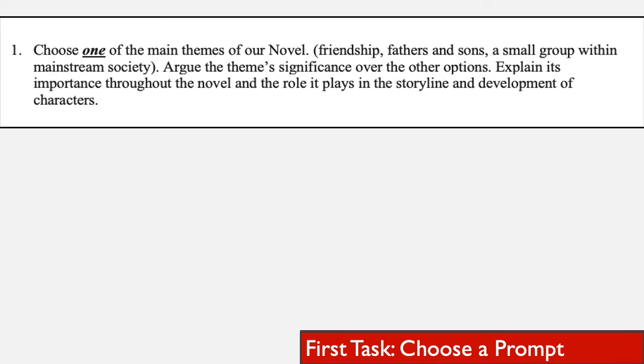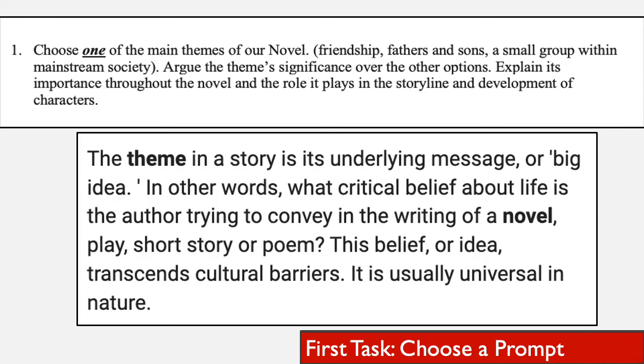And also, to understand the question properly, we really need to understand the word theme. The theme in a story is an underlying message or big idea. In other words, what critical belief about life is the author trying to convey in writing this novel? This belief or idea transcends cultural barriers, and it's usually universal in nature in general. So friendship, the idea of friendship, how that is formulated within the novel and how that relates to life in general. Father and son relationships. And then the last one, the small group within mainstream society.